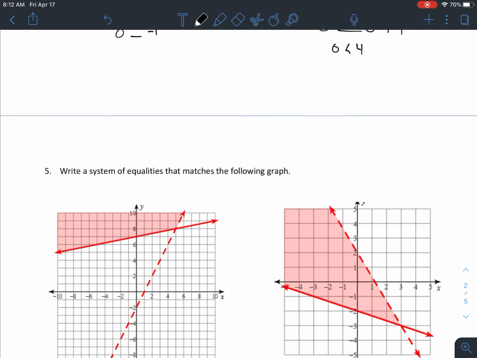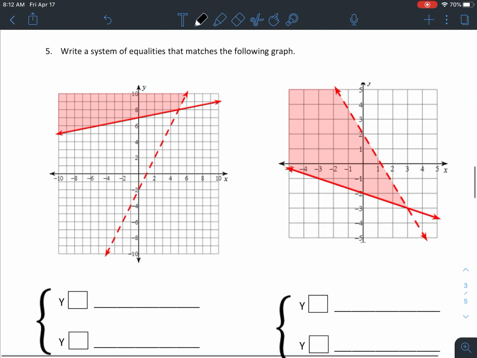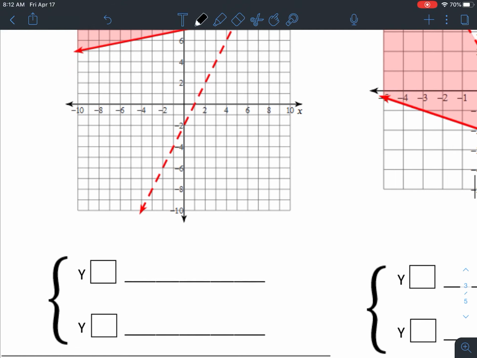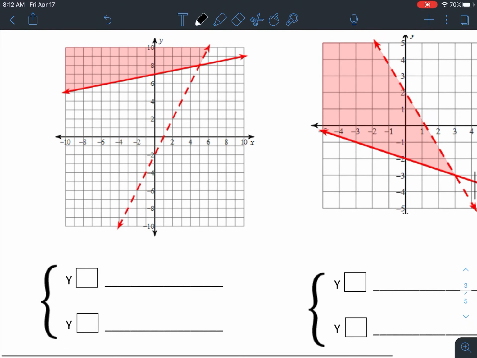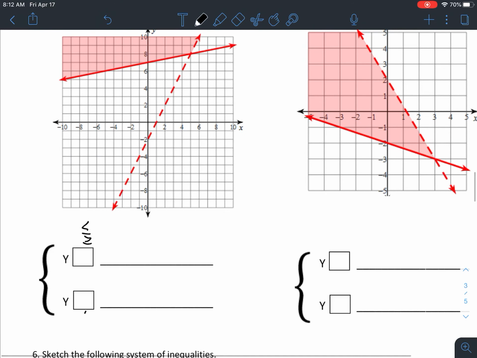Okay. Now, this gets a little more interesting because they're asking you to write system of inequalities that match the following graph. So there's 2 in here now. So it doesn't matter which one you do, you just got to make sure you keep it the same. So one of these, we're going to make this top one going to be the solid line. It's going to be either that or that. And the bottom one is going to be either that or that.